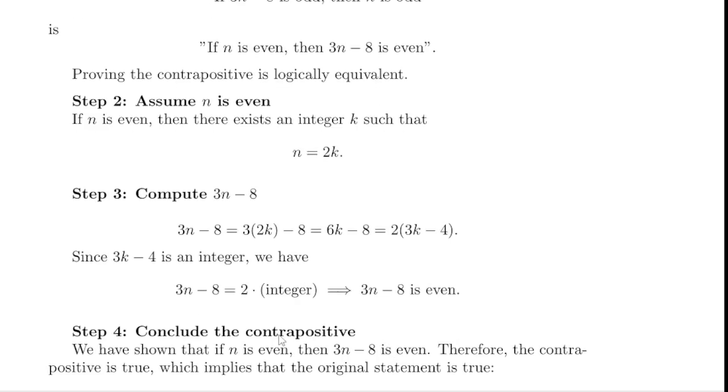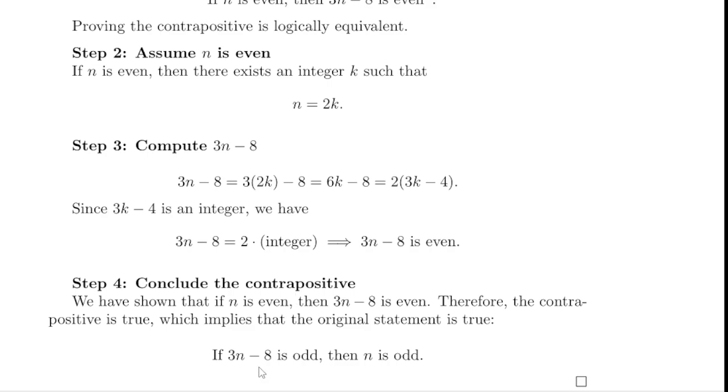And so because we proved the contrapositive, therefore the original must be true. That is, if 3n minus 8 is odd, then n is also odd. And so that completes the proof.